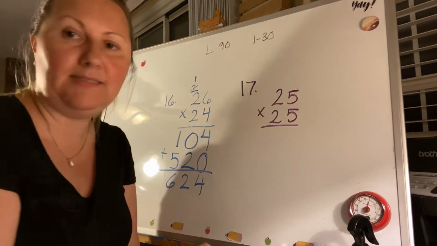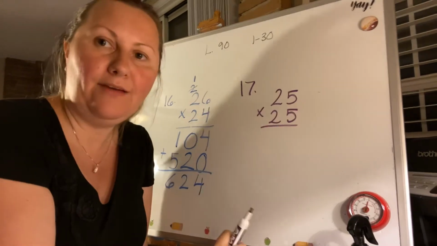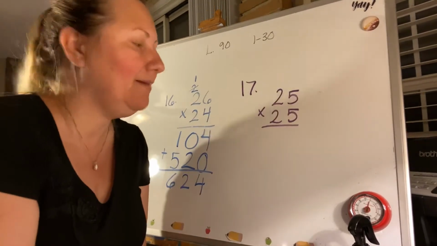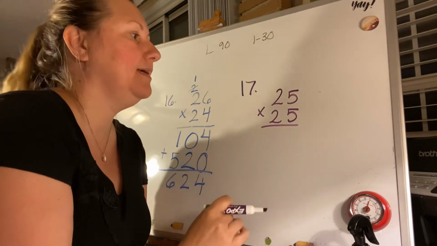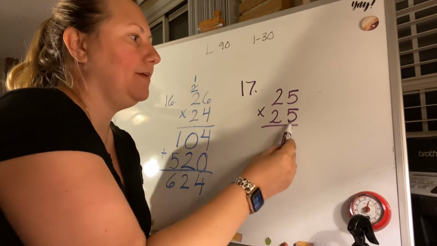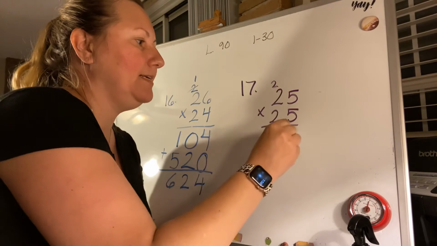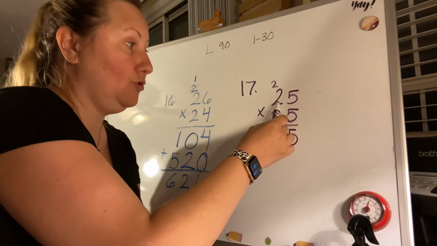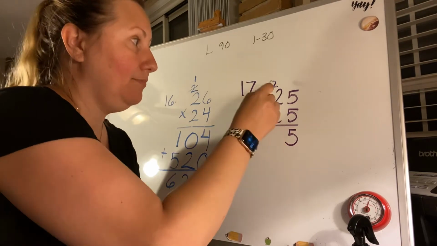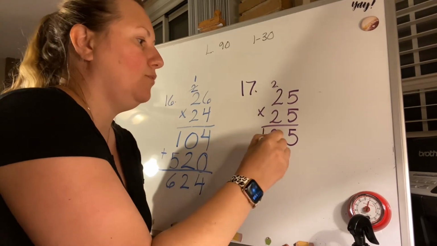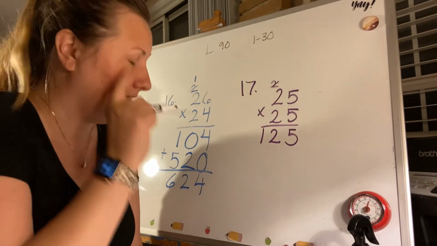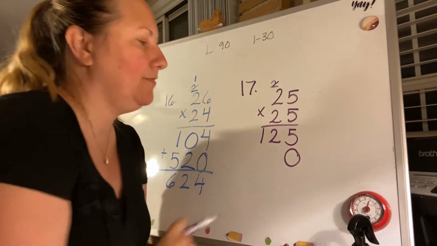Okay, this is the same as 25 times 5 plus 25 times 20. We could do it separately, but we'll do it all in one place to make it quick and easy. 5 times 5 is 25. 5 times 2 is 10 plus 2 is 12. I'm going to just cross that out so I don't accidentally add it again. Put down the 0.